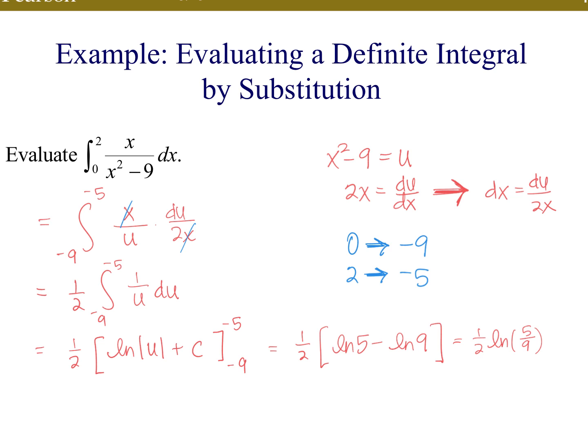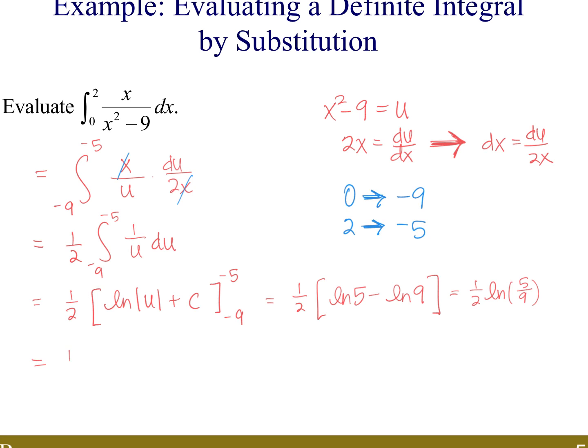You will get the exact same thing if you had decided to change this back. So if you had done the natural log and then changed back to x squared minus 9 plus c and used the original bounds, you're going to end up with the exact same thing. You'll still end up with the natural log of the absolute value of -5 minus the natural log of the absolute value of -9. So you get the same thing either way.